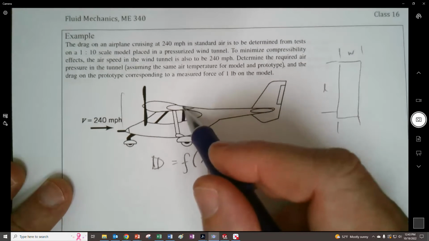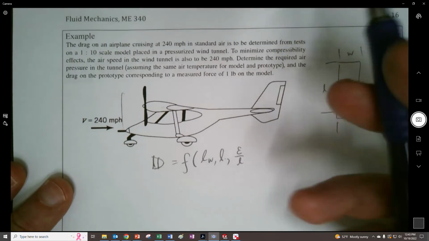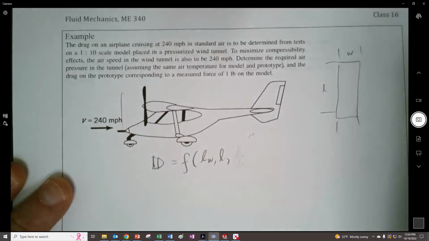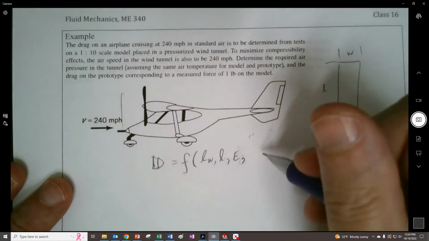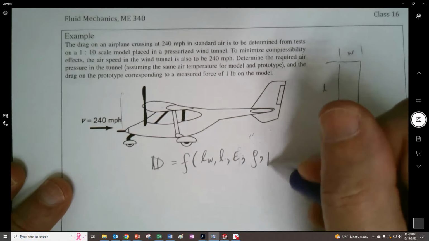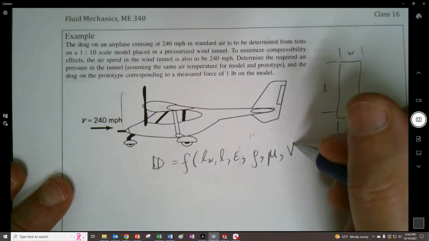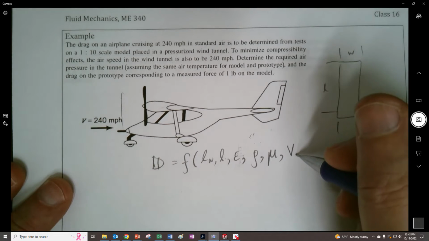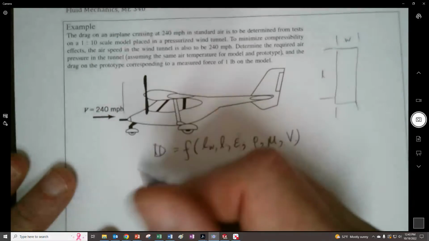So there might be some amount of roughness on there. It's just a typical thing. Oh, I didn't mean to put it there; I meant to put it into here. There you go. And the density and the viscosity and, definitely, the velocity. Anything else? Maybe those are all the parameters. So then we find the pi terms for these.